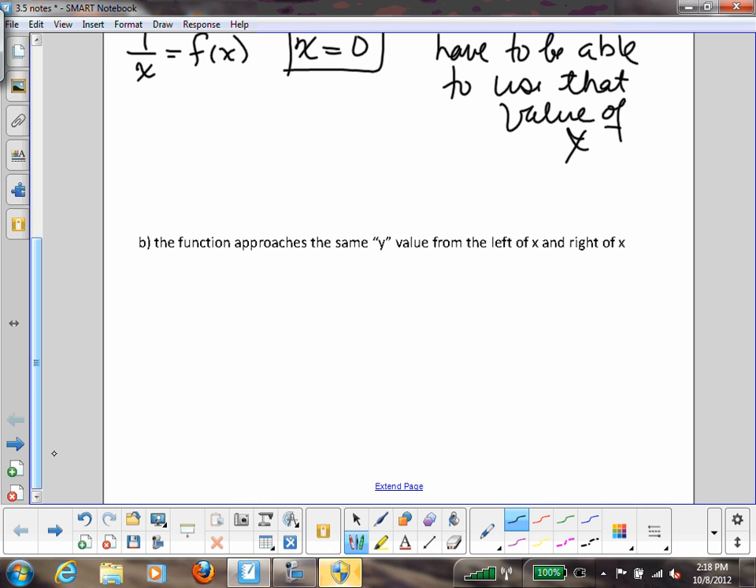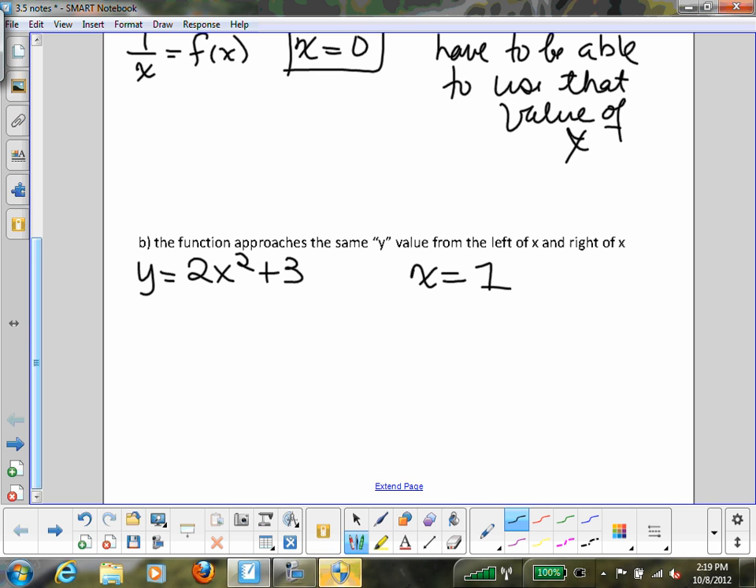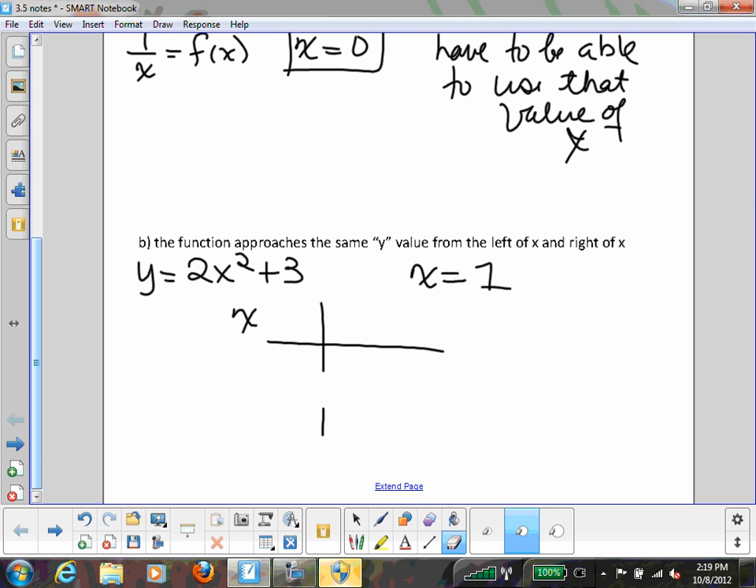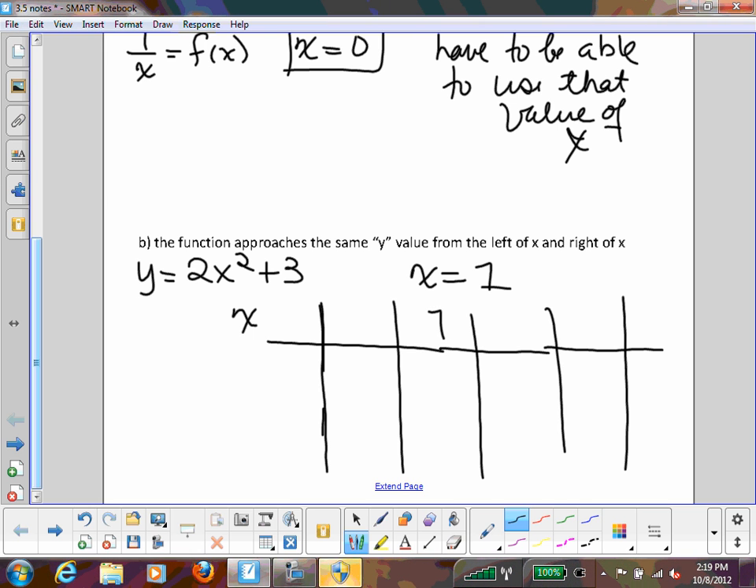Okay. The function approaches the same y value from the left or the right of x. So, for example, if I gave you y equals 2x squared plus 3, and that's my function, and I want to look at what happens when x is equal to 1. I'm just showing you individual cases. So in this case, we want to make a little chart, and these are going to be our x values. We're going to look a little bit to the left and a little bit to the right of 1.